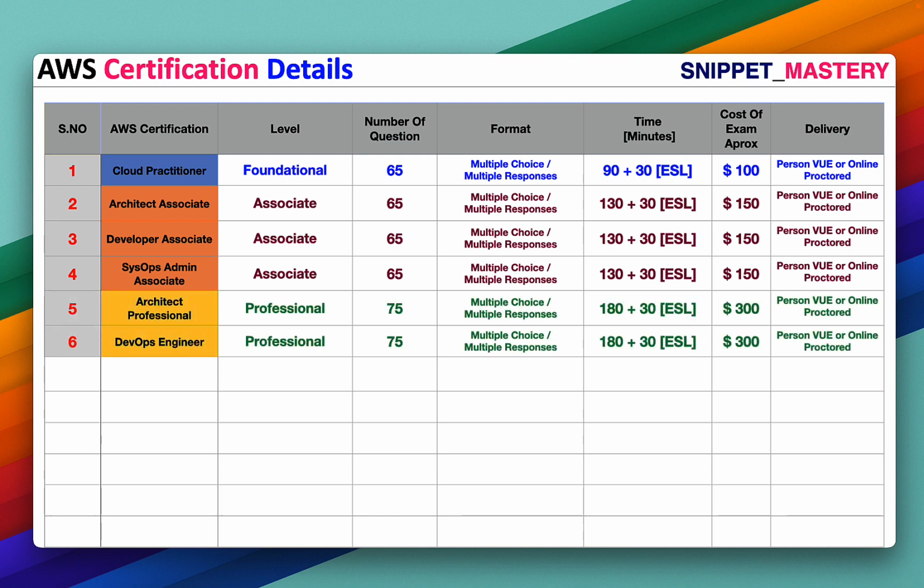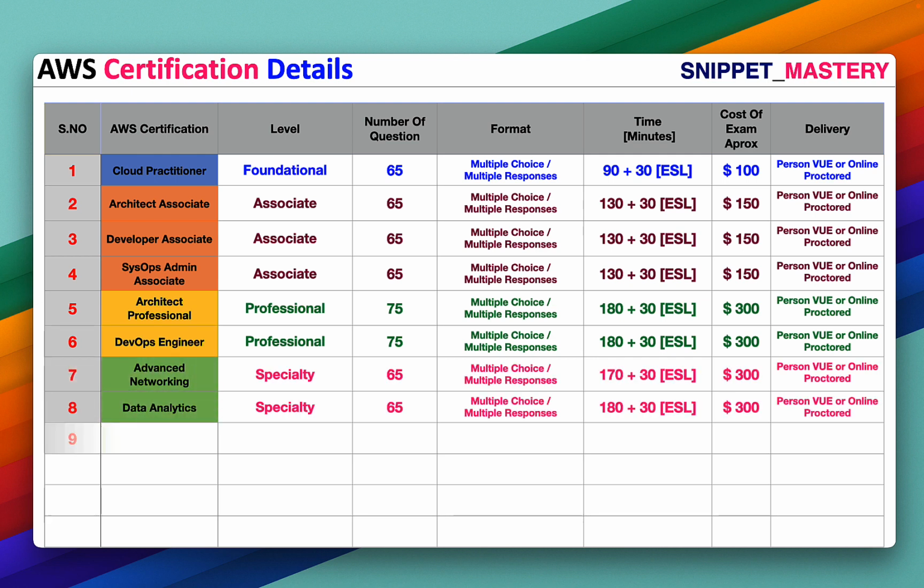The next is all about professional. There are two professional certifications, as I have already mentioned, architect professional and DevOps engineer. 75 questions are there. The format is all the same: 180 minutes plus 30 ESL, $300, and Pearson VUE testing centers and online proctored are the delivery mechanisms. The next is all the specialty.